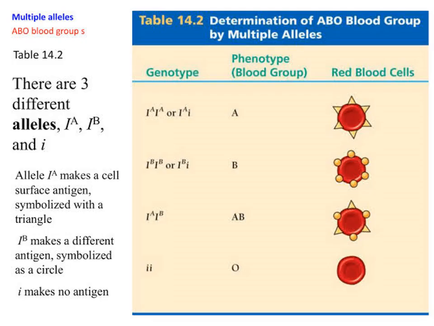The determination of ABO blood group by multiple alleles. So there are three different alleles: IA, IB and i. So the genotype, phenotype and red blood cells. Allele IA makes a surface antigen and IB makes a different antigen. Then i makes no antigen.